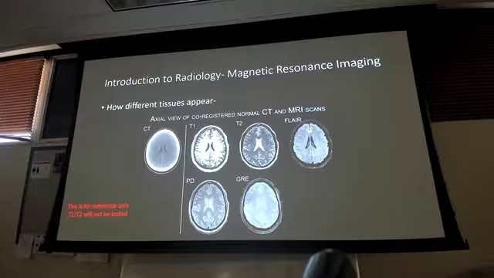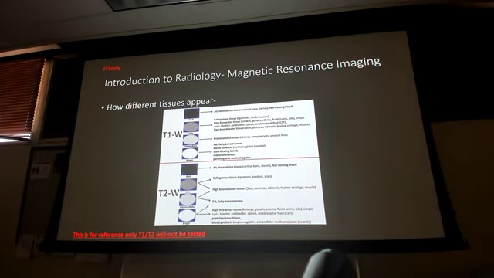Just more pictures of the different brain imaging, again to compare what a brain CT looks like compared to different types of MRI. Quality difference out there. More T1, T2 stuff.